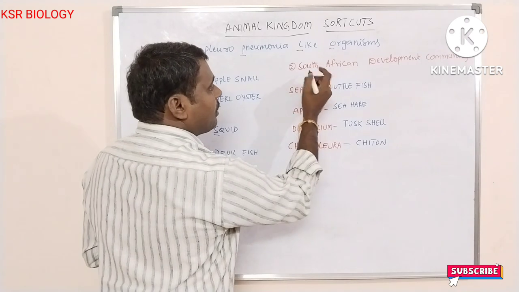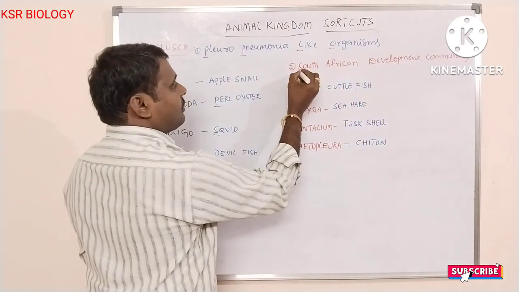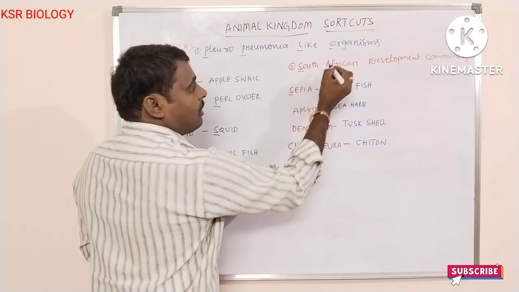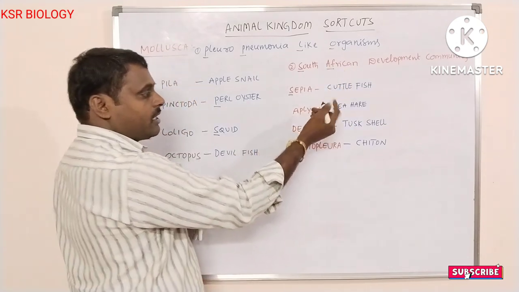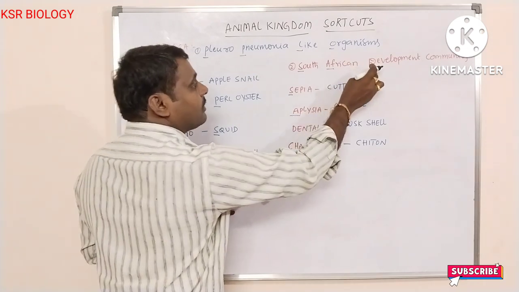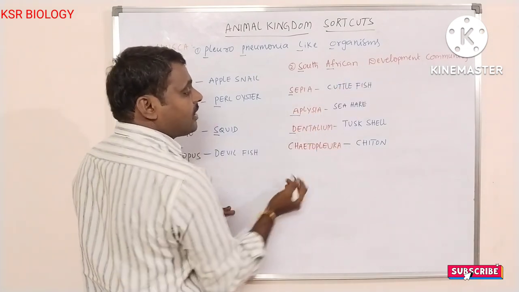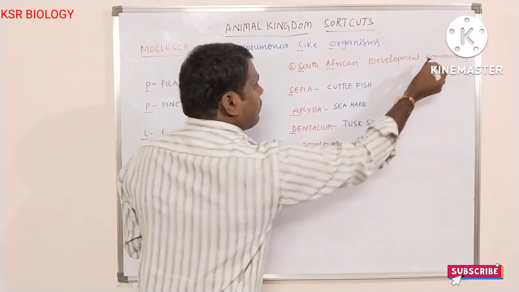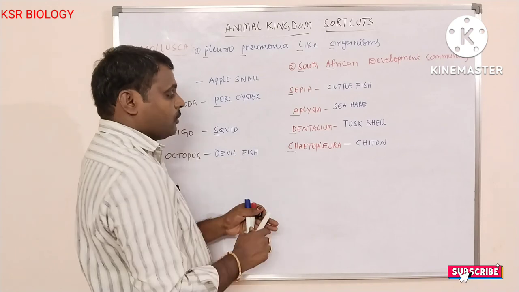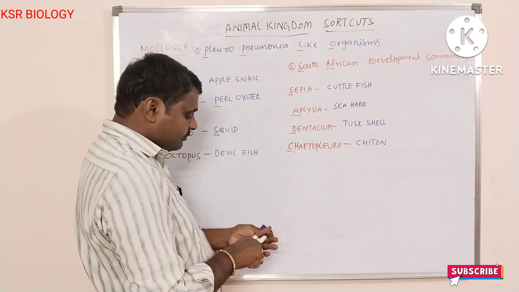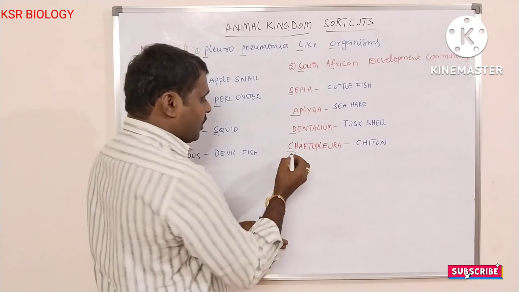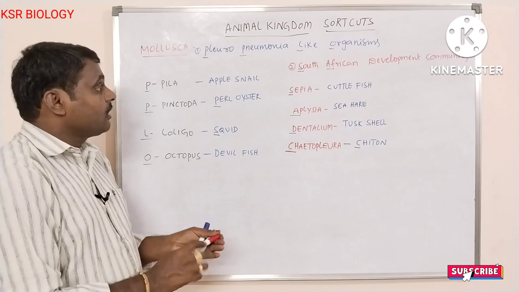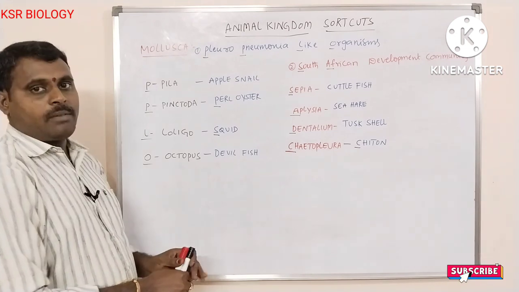Now the second statement, South African Development Community. Here, S stands for Sepia, the common name is cuttlefish. A stands for Aplysia, the common name is sea hare. D stands for Dentalium, the common name is tusk shell. And C stands for Chaetopleura, the common name is chiton. So these are the examples of phylum Mollusca and their common names.